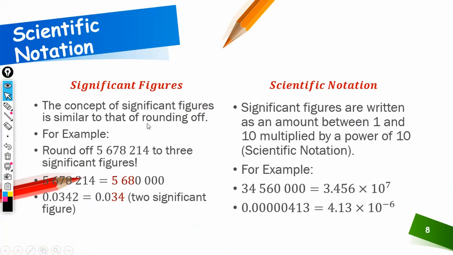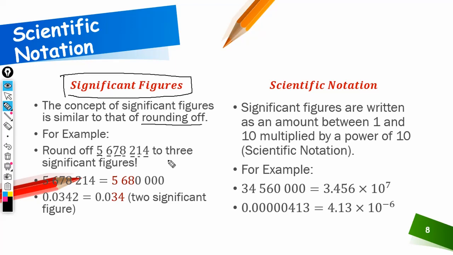Okay, scientific notation. Before I explain about scientific notation, I'm gonna explain about significant figures. What are significant figures? So the concept of significant figures is similar to that of rounding off. Jadi agak mirip dengan rounding off ya. Let's see for example, 5,978,214. Okay, we want to rounding off to 3 significant figures.